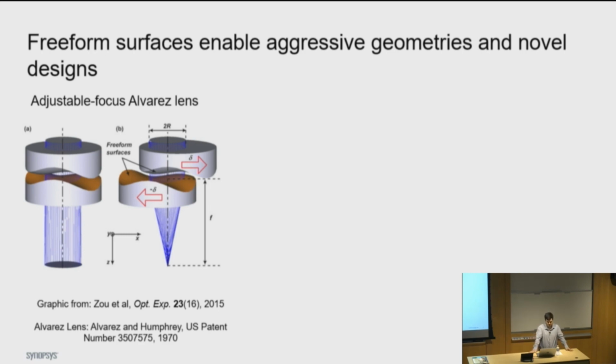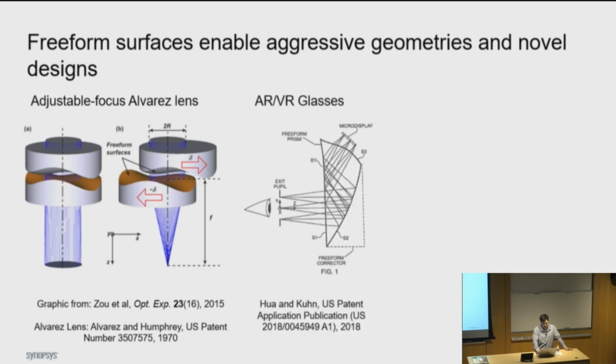This particular graphic comes from an Optics Express paper in 2015 by Zhu et al., and I chose it both for the reference, but also because if you look at this graphic, you can really see that these are not spheres or axisymmetric. You can really see what we mean when we talk about freeform a little bit. But the original Alvarez lens patent, I believe, is from Alvarez and Humphrey in 1970. So this is one example of a freeform.